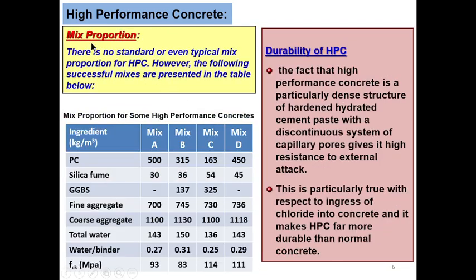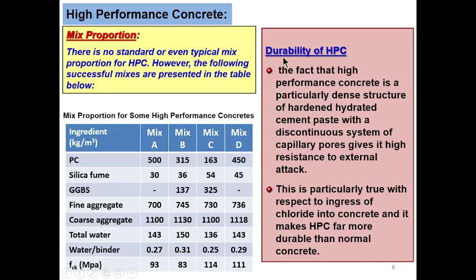Now, what's the mix proportion for high performance concrete? There is no standard mix proportion, there is no typical mix proportion. However, the following successful mixes have been used to achieve a high performance concrete. So you can see mix A here, you can see mix B, mix C, mix D. These are mixes that have been used in previous times to achieve a high performance concrete. They are not typical mixes. You can design your mix and achieve what you want. Like this mix A, it gave a strength of 93 megapascal. This one 83, this one 114, this is 111 megapascal.